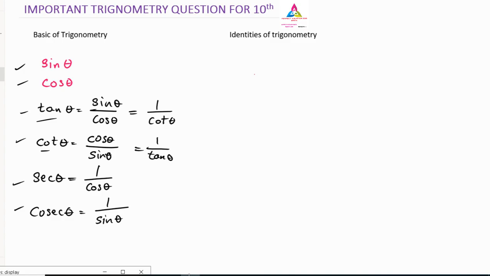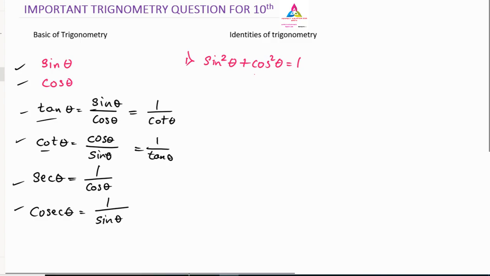Coming to the next, you have to remember the identities of trigonometry. As usual, we have the identities in trigonometry. The first one, and very important, which will come in most cases, is sin square theta plus cos square theta. This identity is very important. That is equal to 1. This one you have to remember. This is our first identity of trigonometry.